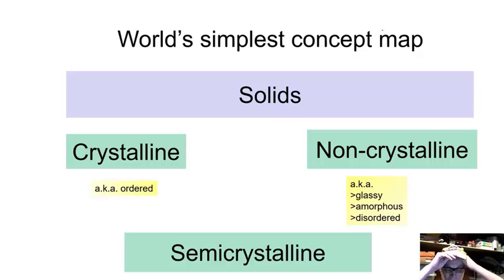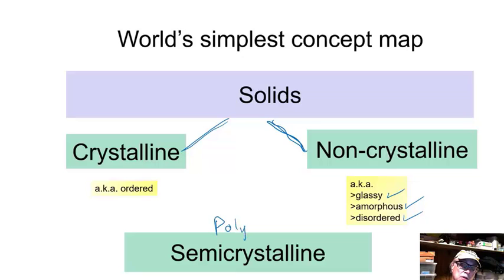So here's a concept map covering all the solids that I could think of. They could either be crystalline or non-crystalline. Crystalline means ordered. An example would be diamond, or a really linear, high-density polyethylene. Or they could be non-crystalline, then we have choices of words: glassy, amorphous, or disordered we can use to describe that. But polymers are often down here. Parts of them are crystalline and parts of them aren't.